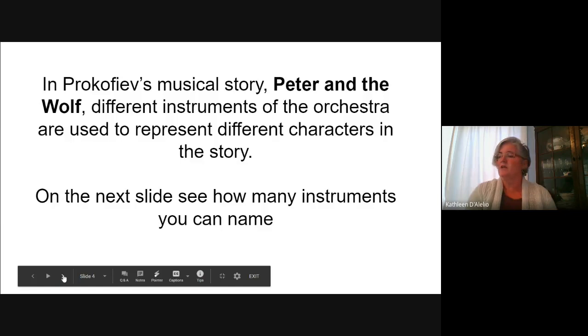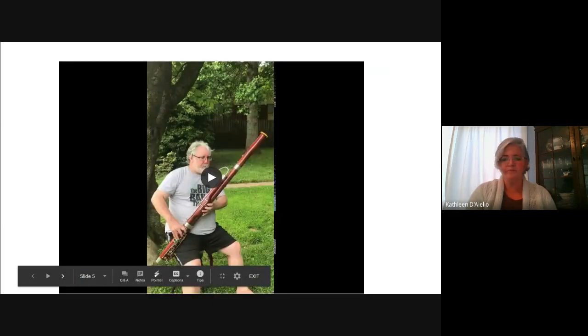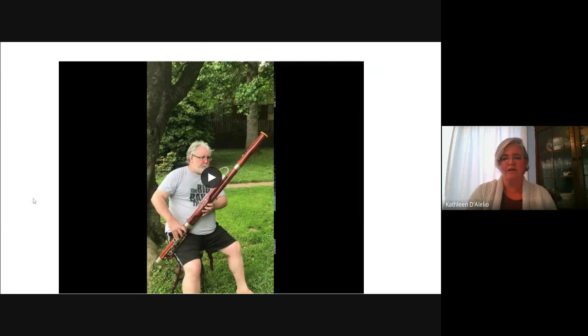In real life class also we had a visitor. Mr. DeLelio came down from the upstairs to the downstairs, and he is a bassoonist. He played a little bit for us, explained what a reed looked like, and played the bassoon. Look for the bassoon in the story of Peter and the Wolf. This is what it looks like and sounds like when Mr. DeLelio plays this.